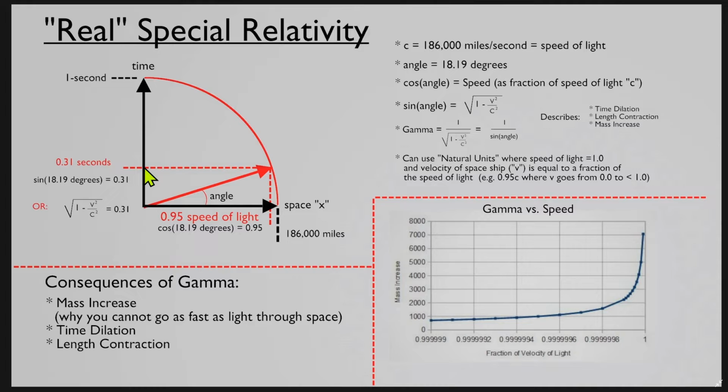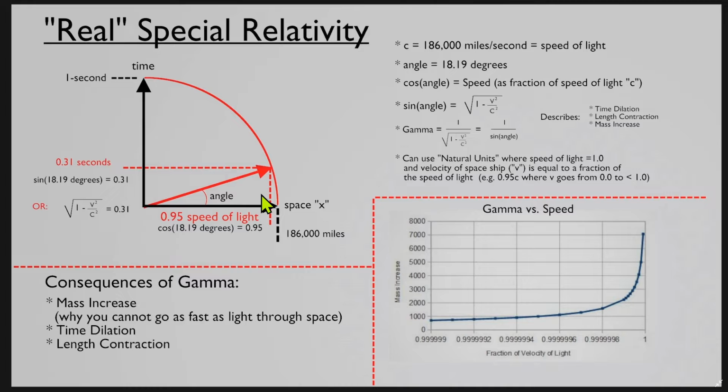In special relativity, there is a factor that looks like this. It's the square root of 1 minus v squared over c squared. And if we put 1 over that, we get 1 over the square root of 1 minus v squared over c squared. That's how it actually looks in special relativity. It is called gamma. It is part of the Lorentz transformations, and that is equal to 1 over the sine of our angle.